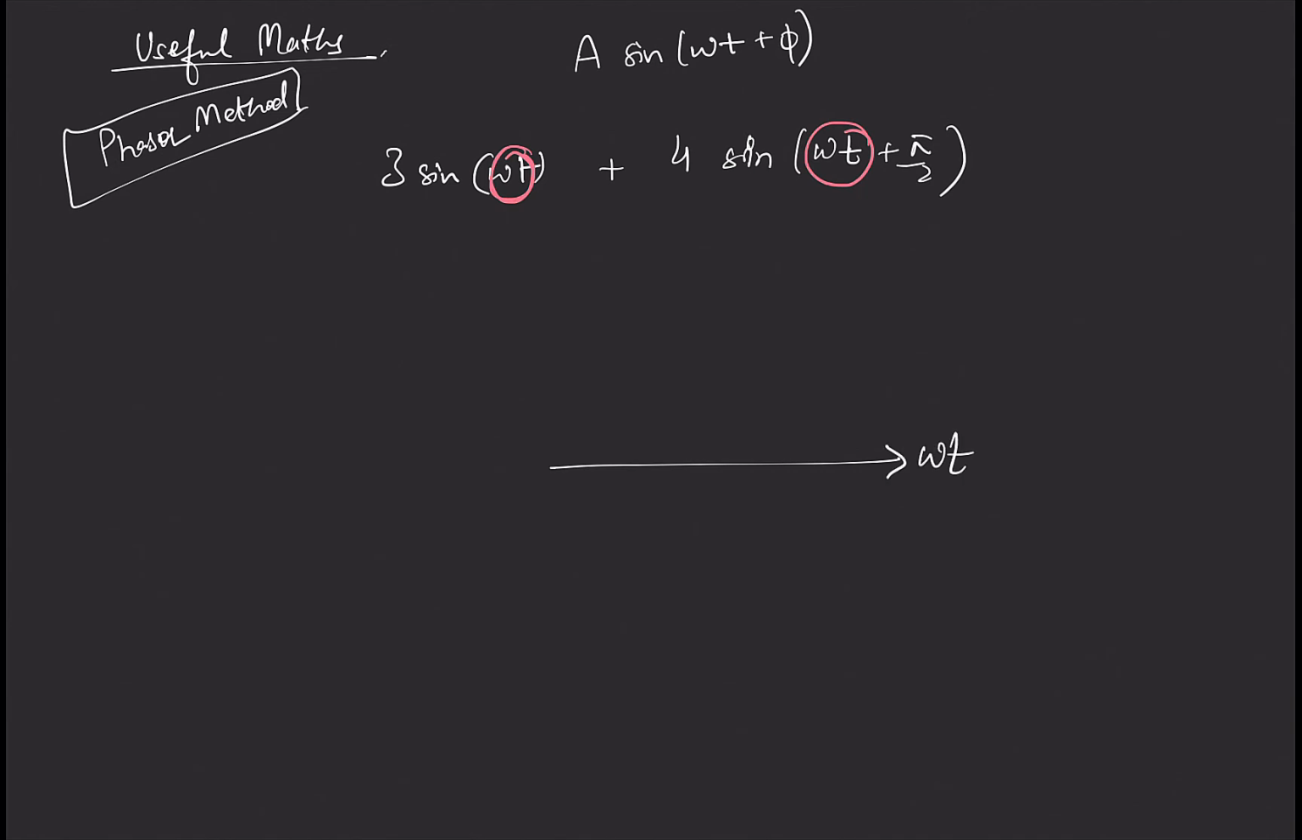And then what you do is you plot all of the magnitudes according to the remaining angles apart with respect to the reference. So here the remaining angle is 0 because there is nothing except omega t. So you will plot this 3 on the x-axis as a vector. Similarly, 4 is plotted but with an angle of plus pi by 2 from omega t. So with an angle of plus 90 degrees from omega t, we plot 4.